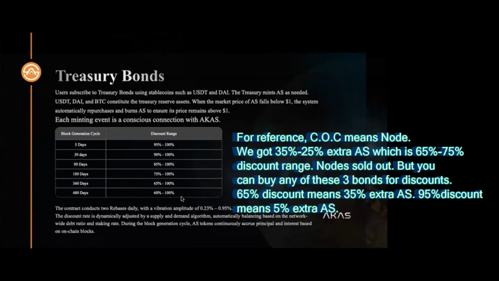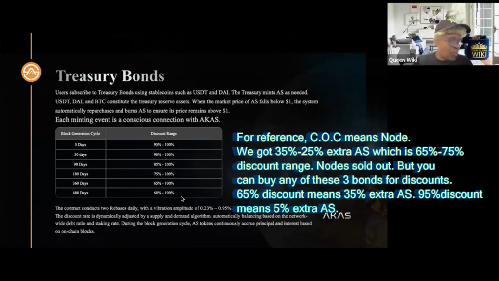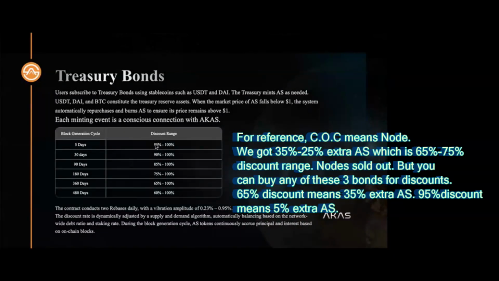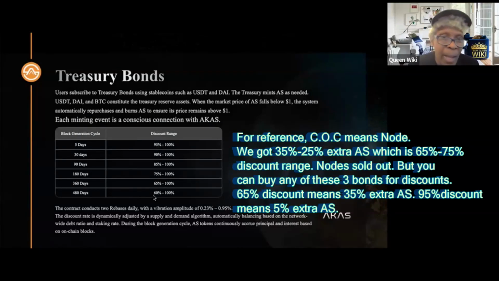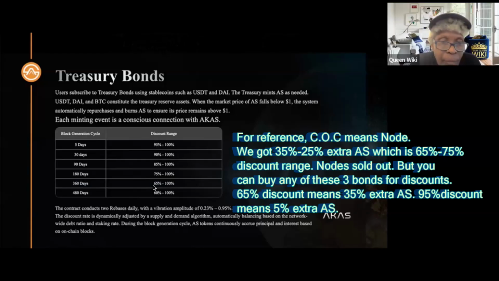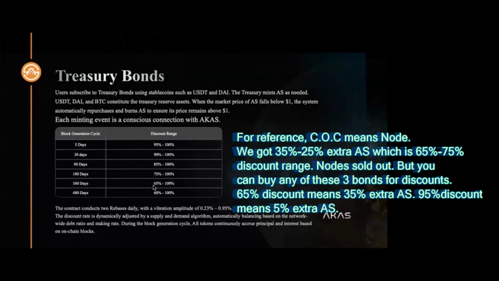Let's go back a little bit. I don't understand the discount range. Could you explain that again? So 95% here means it will be 5% extra. Oh, okay. You get it on top. Our COC is 25%, which is the 75% over here. So you get 35. Yes, if we came in at 25.